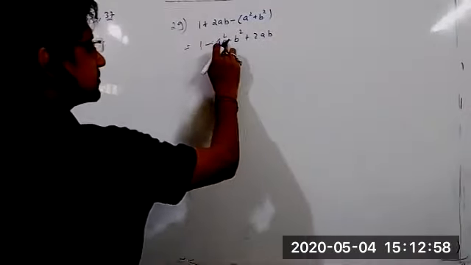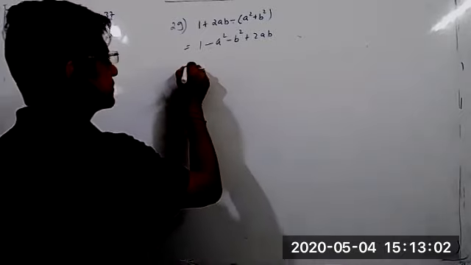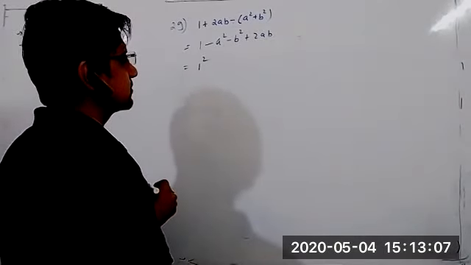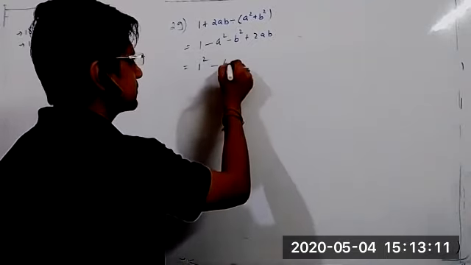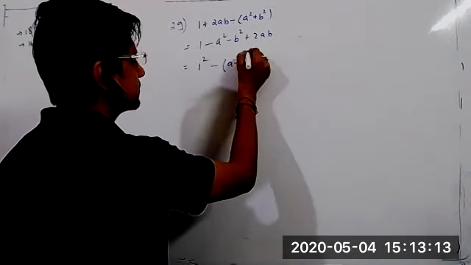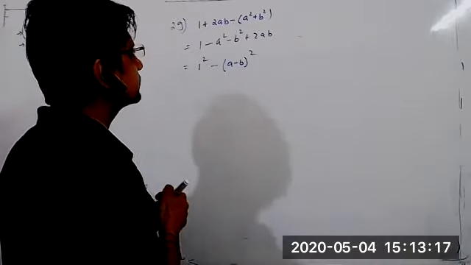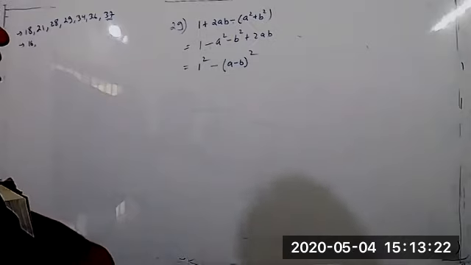Tell me now. It is equal to 1 square plus minus bracket open a minus b the whole square. Why a minus b the whole square? How?